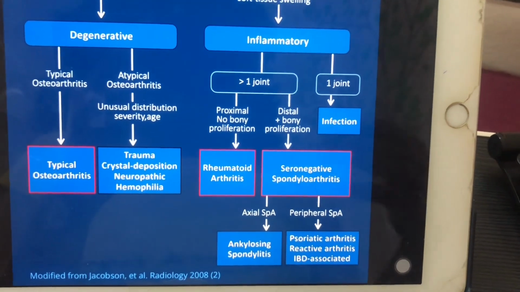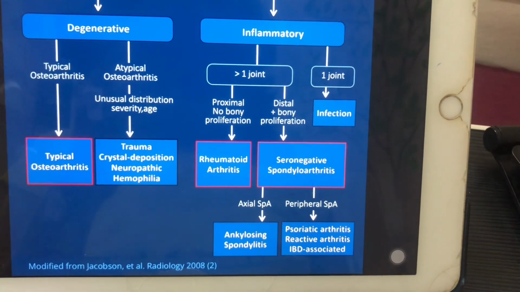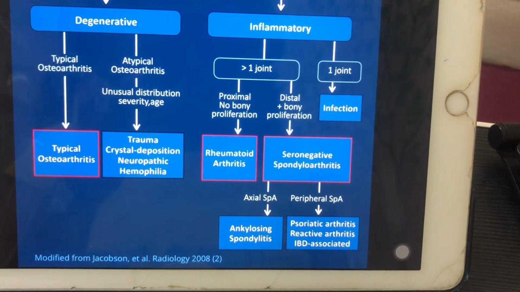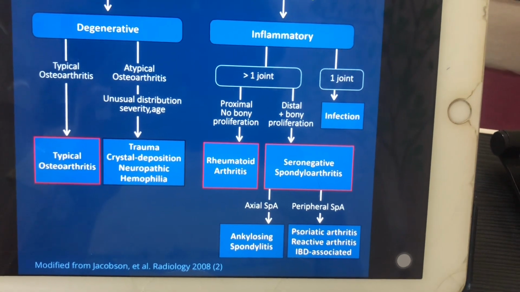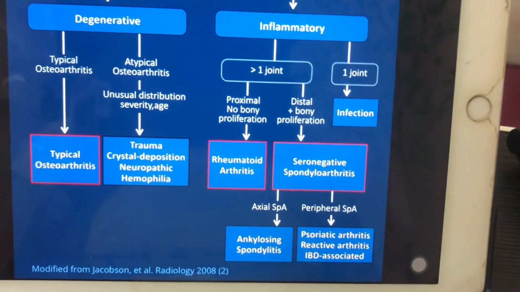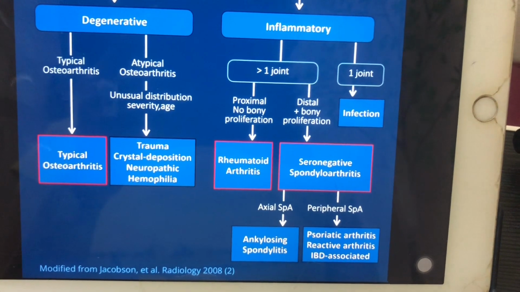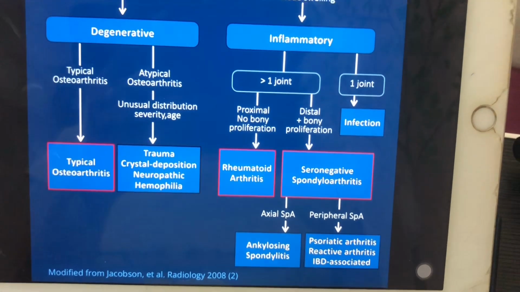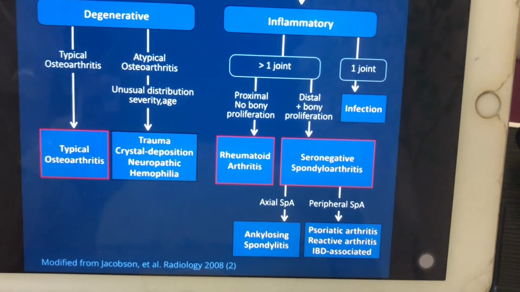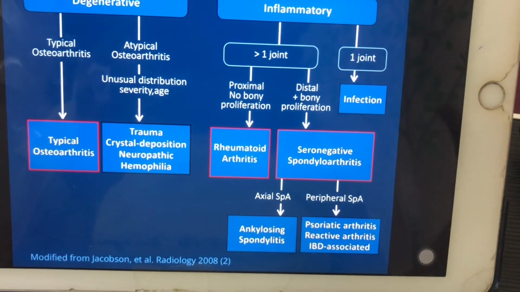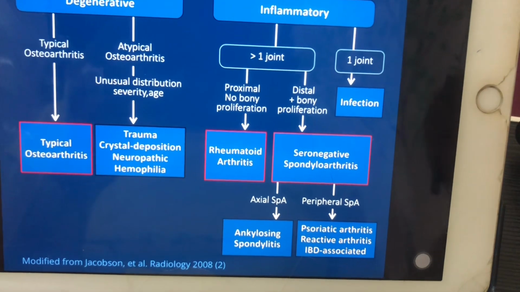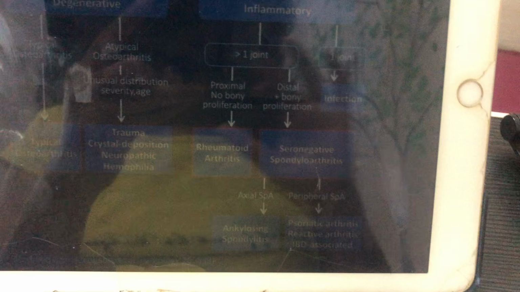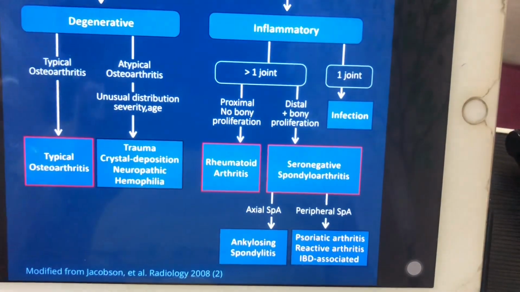If it is predominantly proximal, that is, if it is predominantly the hip or the ankle joint that are involved, or the first metacarpophalangeal or the proximal interphalangeal joints that are involved, with no bony proliferation as such, then we are looking at rheumatoid arthritis. Suppose it is the distal joints that are involved along with bony proliferation findings, then we are looking at seronegative spondyloarthropathy group. Under seronegative spondyloarthropathy, we can further classify it into axial as well as peripheral spondyloarthropathy.